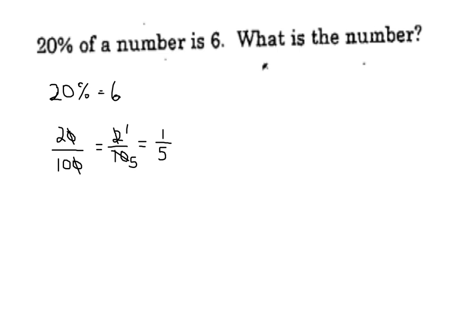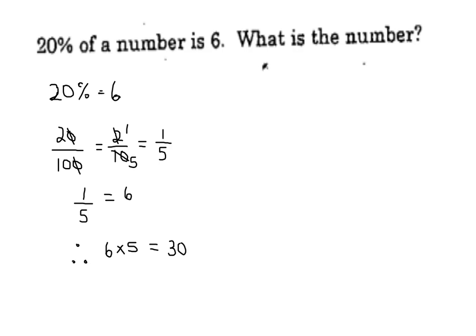So essentially what we're saying is that 1/5 of some number that we don't know is equal to 6. So if we want to get the whole number, we just multiply this number 6 by 5, right? So the whole number would be 6 by 5. This would give us the number that we found 20% of. So 6 by 5 is 30, right? So this is one way we could get the solution.